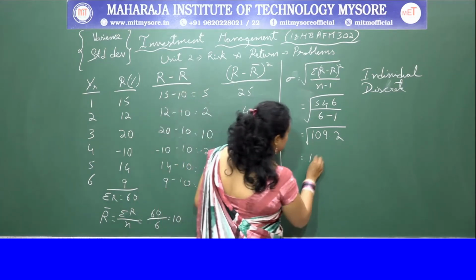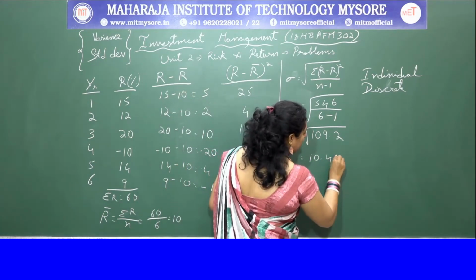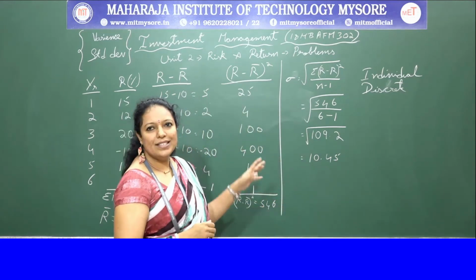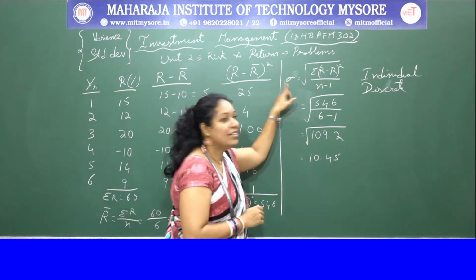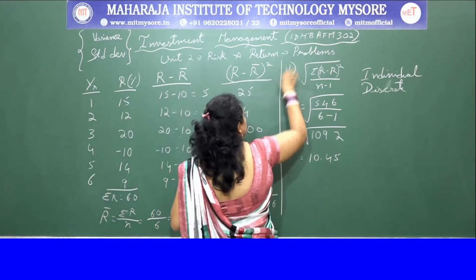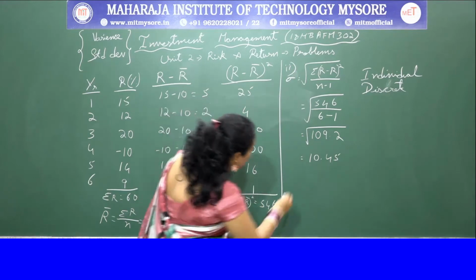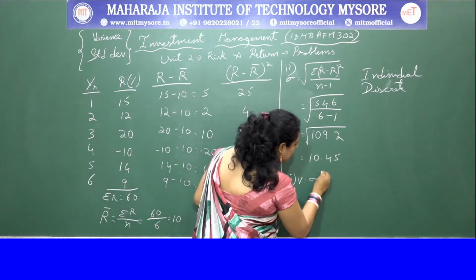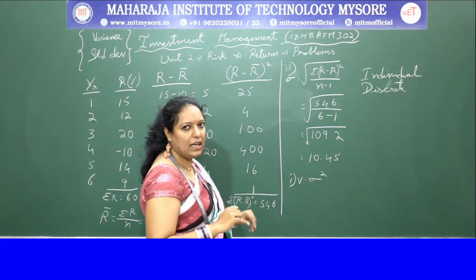So I'll take it as 10.45. I'll just round off the number. Okay, so this is the answer for standard deviation. This is the second question asked in the question paper. The first question asked in the question paper is variance. Variance means standard deviation square.